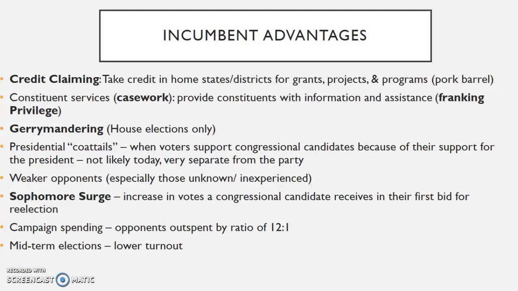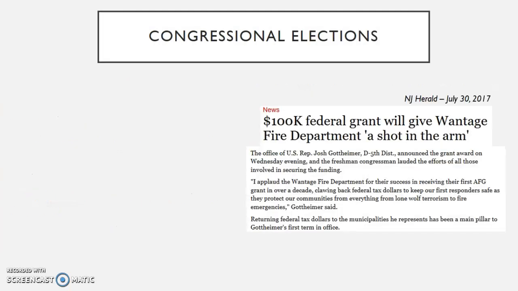It's also important to point out that campaign spending is very important because opponents tend to be outspent by a ratio of 12 to 1. Why? Because opponents don't really have a good chance of winning, as we see from the incumbency advantages. And then midterm elections, especially for the House, tend to draw out lower turnout, so you're not going to get as many people voting, and as a result, that tends to favor the incumbent. So taking all these together, this is why incumbents win.